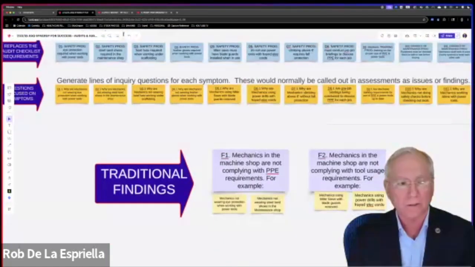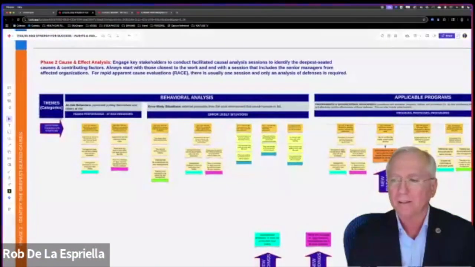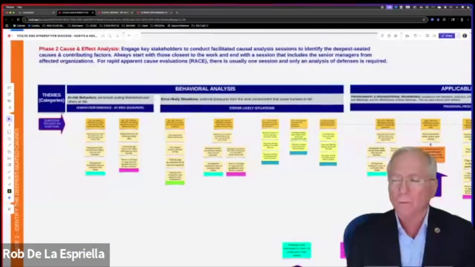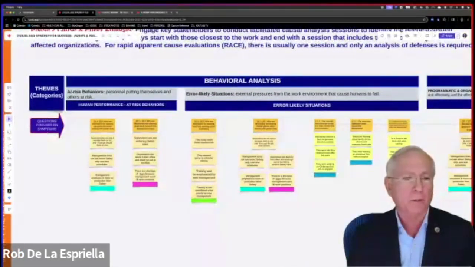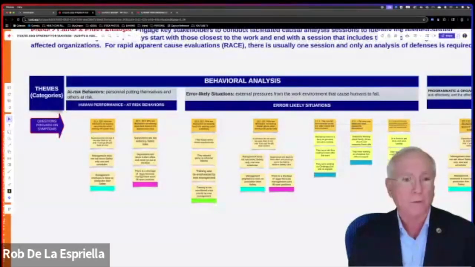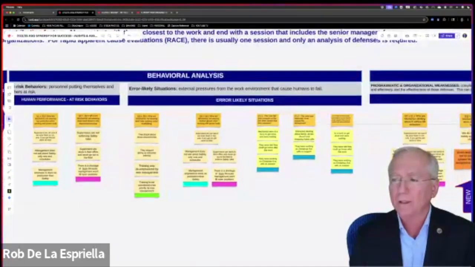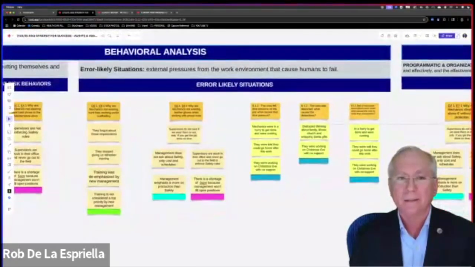Now that I have my questions generated, let's go to the next phase, which is let's talk to people and ask these questions. Now, we've learned over time, if you like the fishbone and you remember the basic bones on the fishbone, and even more than that, the anatomy of an event from my industry, it's nice to look at things in terms of behavioral analysis, which is: what at-risk behaviors do we observe where the humans place themselves or others at risk, and what are the error likely situations where the organization, the environment they were working in, put the workers at risk. So there's things like time pressure and such.